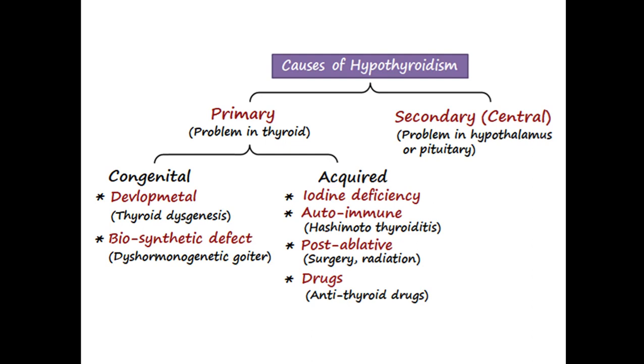The secondary or central hypothyroidism is caused by tumors, diseases, or injuries to the hypothalamus and anterior pituitary gland. And here the thyroid gland is normal, but the hormone production is not up to the requirement of the body, which is caused by lacking the TSH from the anterior pituitary that stimulates the thyroid gland, or the TRH from the hypothalamus that stimulates the anterior pituitary to produce TSH.